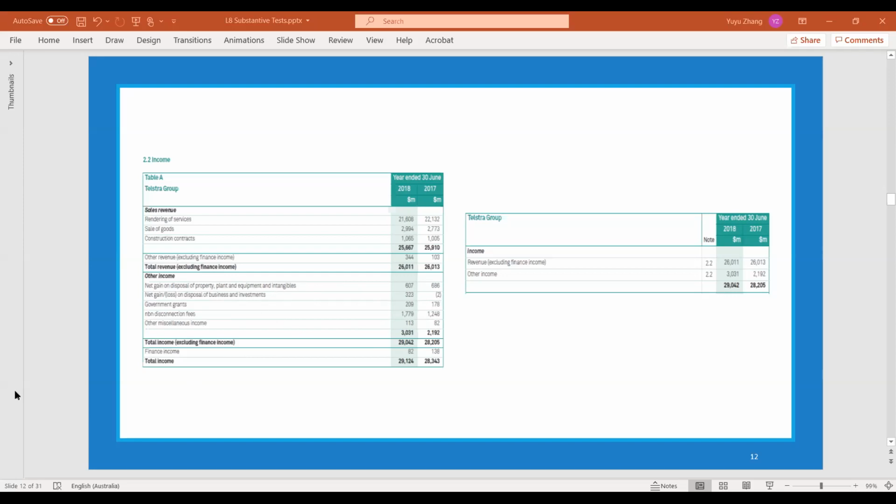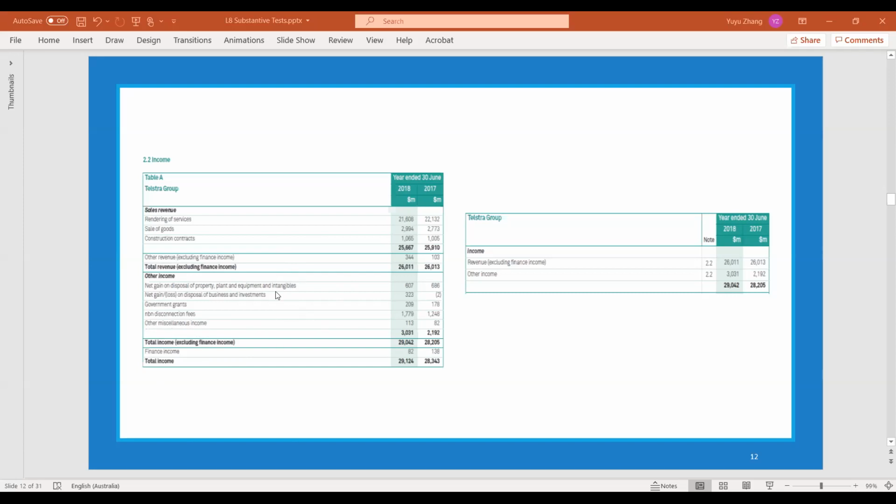Do you also have some special interest in any items here as an auditor? What about other miscellaneous income? The auditor would want to know where it's coming from, because miscellaneous is vague. What makes up that amount, maybe?